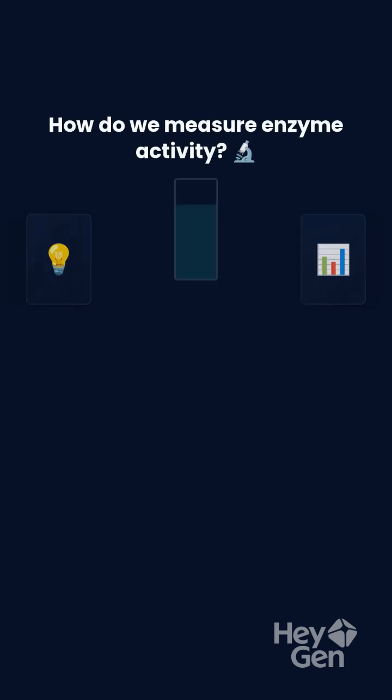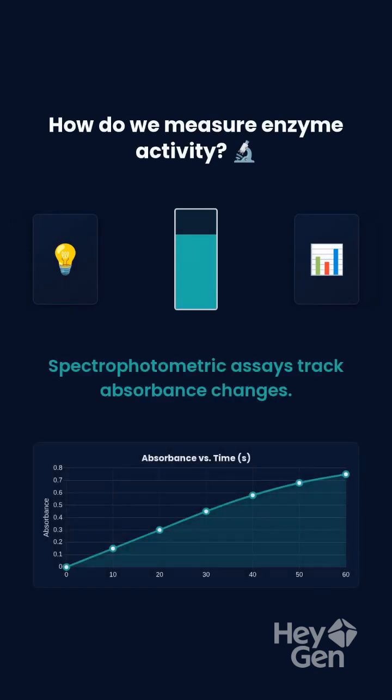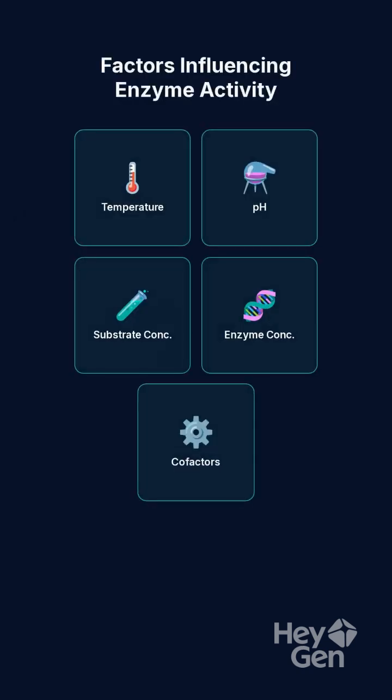How do we measure enzyme activity? Through experimental assays like spectrophotometric assays, which track absorbance changes. Several factors influence enzyme activity: temperature, pH, substrate concentration, enzyme concentration, and cofactors and coenzymes.